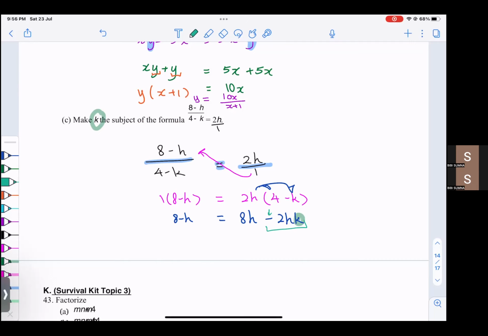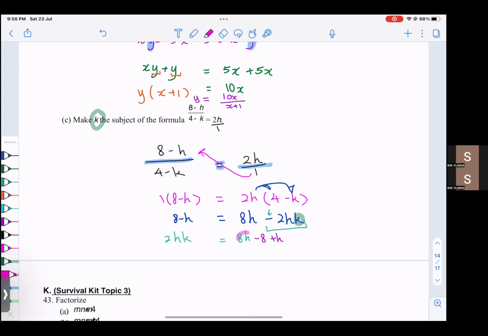How can we make this positive? Just move it to the other side. Of course, it's negative here, so the other side will be positive. So it's 2hk. And this side, 8h. How can we move these to that side? 8 here is positive, so on the other side, it will be negative. There's a negative h here, so the other side will be positive. And then before we do anything else, is there anything that you can simplify?